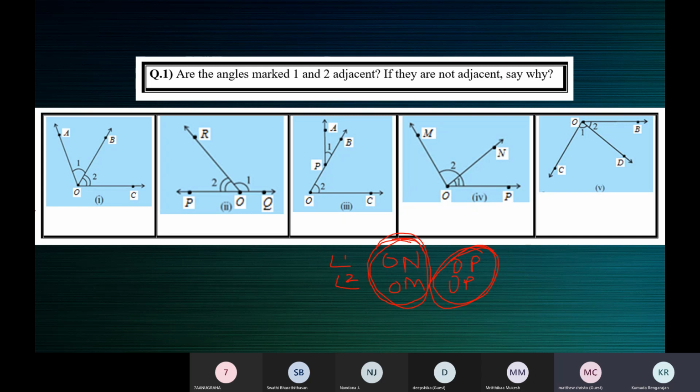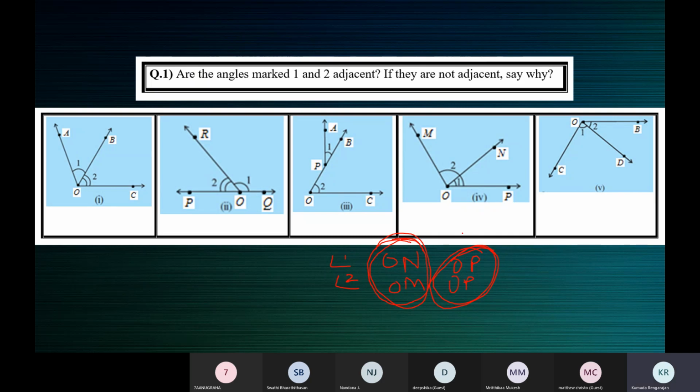Which are the non-common arms? Ma'am, PA, OB, OC, ma'am. No, we are talking about figure 4. Ma'am, OP, OM, ma'am. OP and OM. Matthew, I can't hear your voice, I'll ask somebody else. Ma'am, I cannot hear your voice, ma'am. Matthew, unmute your mic. Sorry.